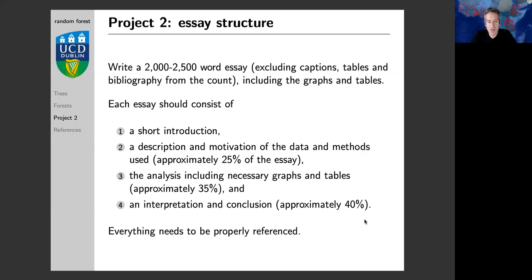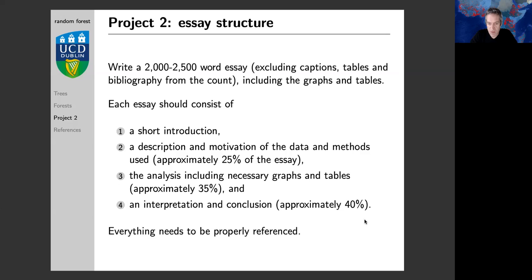Each essay should consist of a short introduction, where you want to outline why this is a relevant problem, why should we care about agent development. Don't put in your personal opinion, but make a reasoned argument why one as a social scientist should care. A description and motivation of the data and the methods used. So think about where this data comes from. Articles are linked in the lab. Think about what methods you're going to use and why these are relevant methods to use and what they tell us, etc.